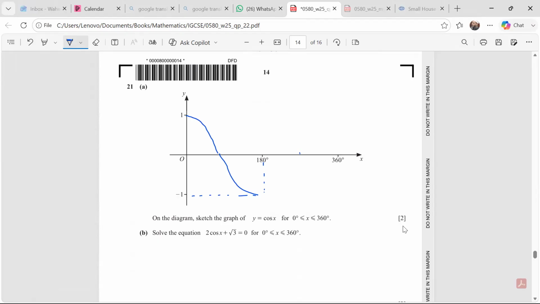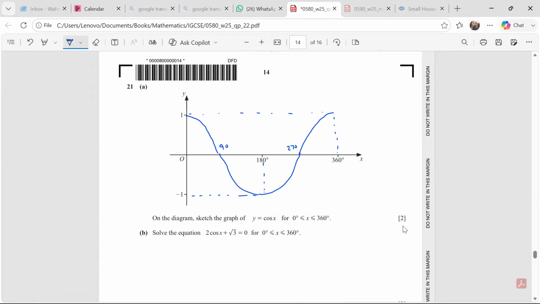And again at 270 it goes to 0. This is 90, and this is 270. And again at 360 it goes to 1. So it completes the cycle at 360 degrees. So this is how cos x looks like.